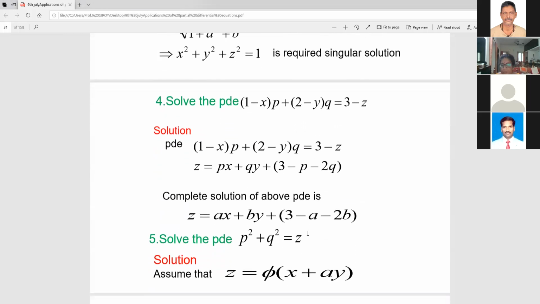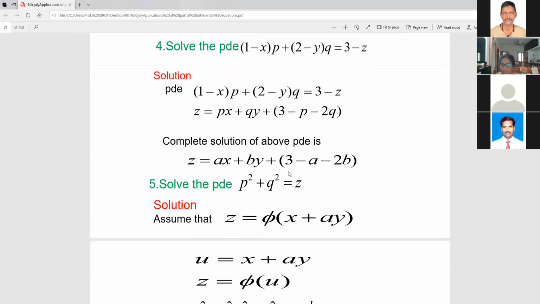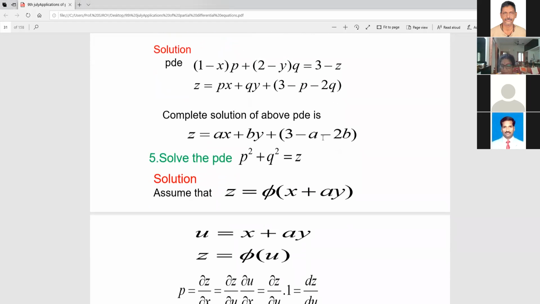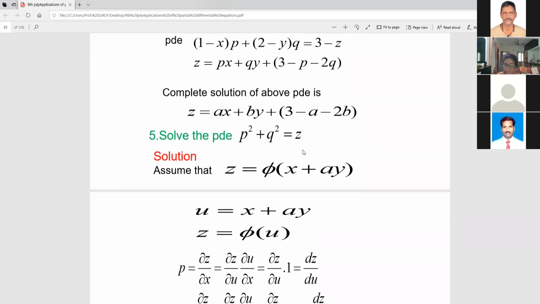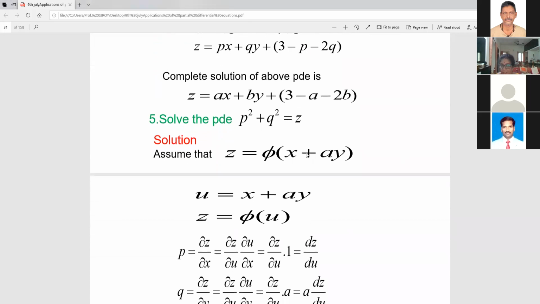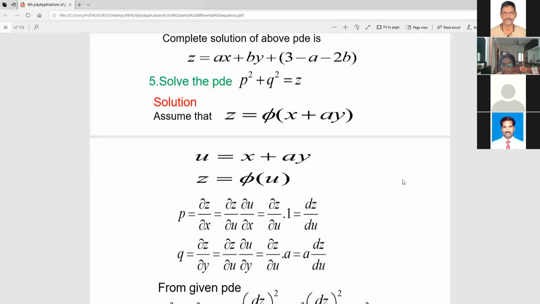Fine. Similarly, if you have this type of problem, it is rewritten in Clairaut's form, then we'll have the solution. And usually with this type of equations, we can get your singular solution. And if you have Z, P, Q, as I told you, you can go with this transformation: Z is a function of x plus ay, and we'll get the answer very easily.